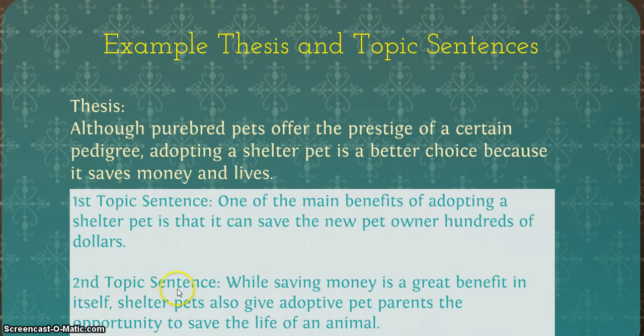Okay, the second topic sentence I came up with, as you can guess, is about saving lives. So I kind of recapped what I talked about in my previous paragraph. I said, while saving money is a great benefit in itself, shelter pets also give adoptive pet parents the opportunity to save the life of an animal. So again, I reused the word saves, and also I used life, which goes with lives. So that came straight from my thesis.